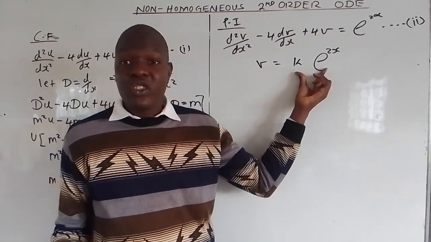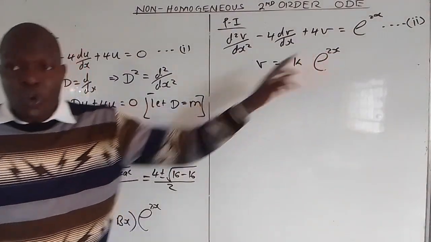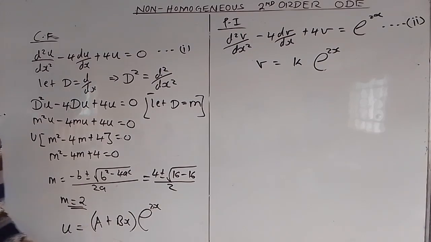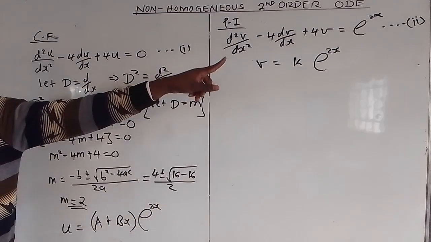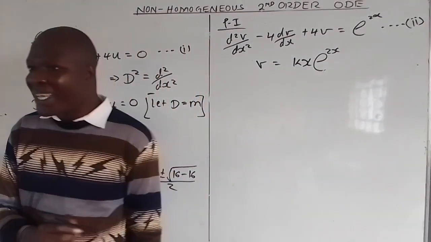Then after you choose this, you check the complementary function. Is exponential 2x in the complementary function? Yes, because you can see this is a times exponential 2x. The exponential 2x is there, so you don't choose it. What do you do now? You multiply by x. Are you seeing that?